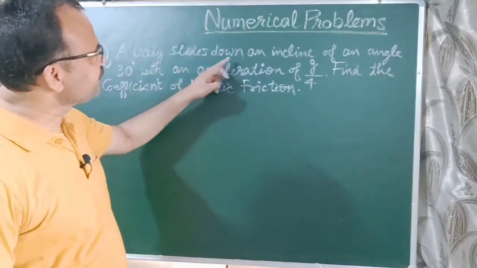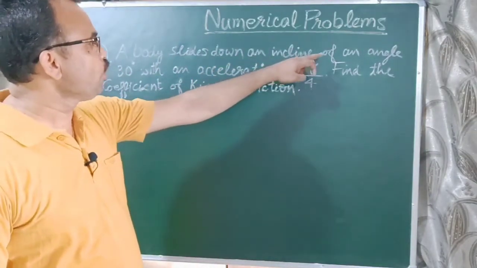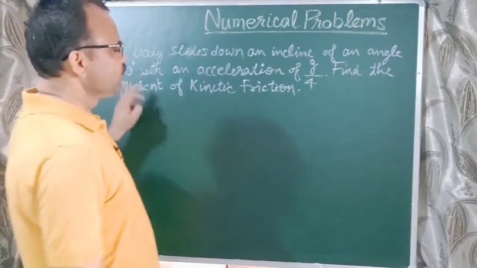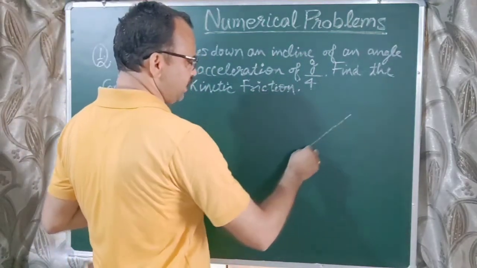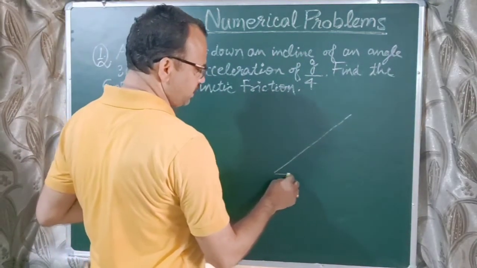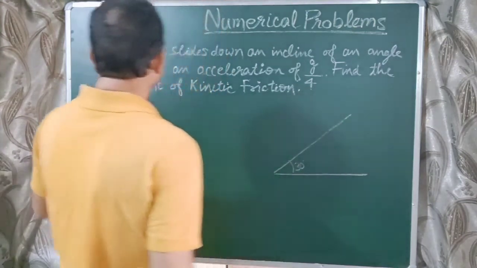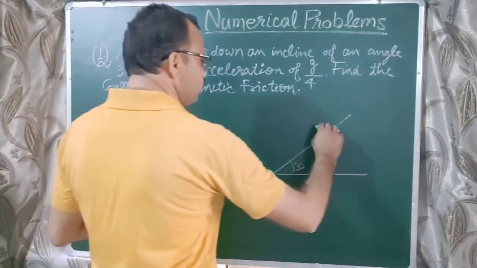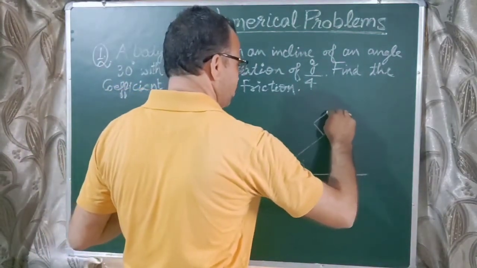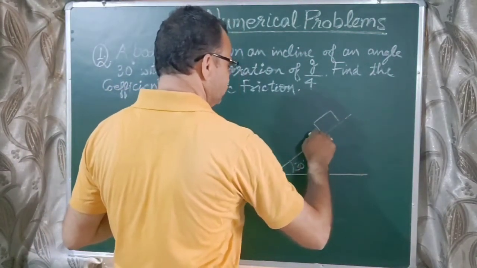A body slides down an incline of angle 30 degrees. Suppose this is an inclined plane, and this plane makes an angle of 30 degrees with the horizontal. A body slides down over the surface. Suppose this is the body, and it slides down.